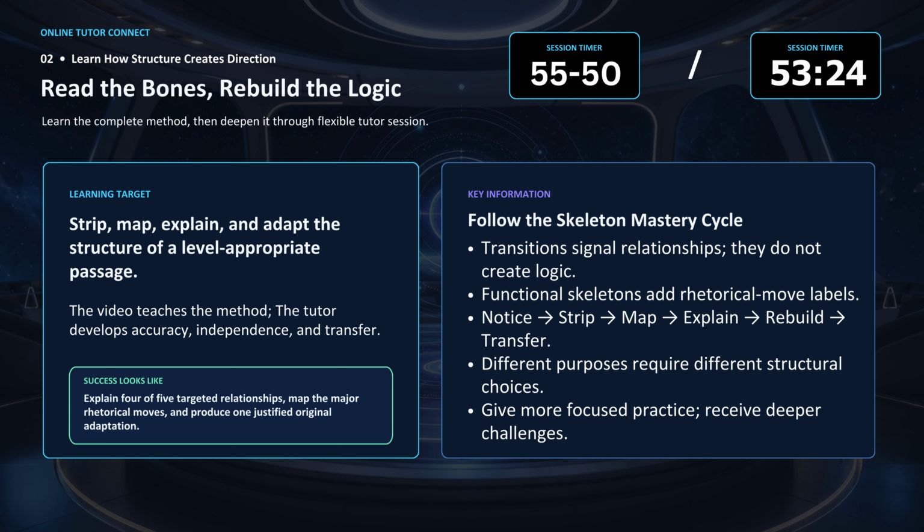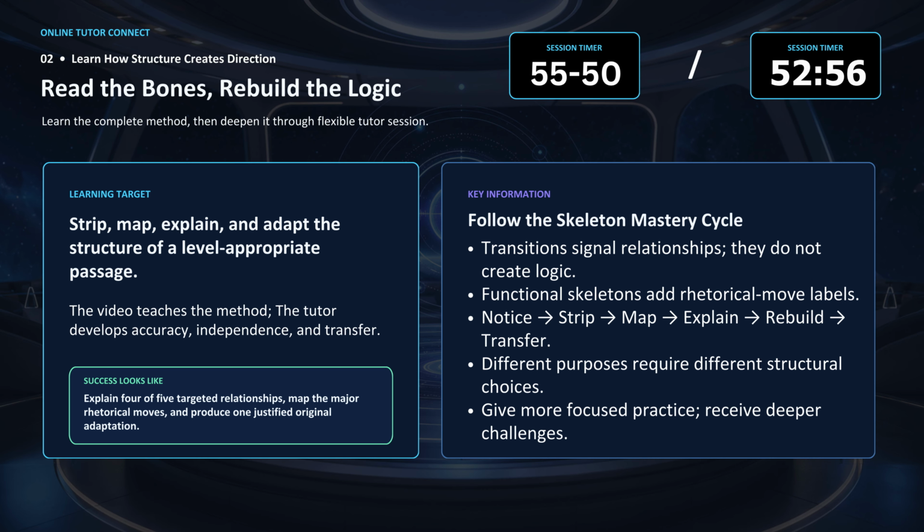This leads to the third action, map. We expand the pure strip into a functional skeleton: proposed benefit; however, limitation; for example, specific evidence; therefore, implication or recommendation. The content labels describe rhetorical moves. A rhetorical move is the job a section performs for the reader. It may establish context, make a claim, supply evidence, concede a limitation, answer an objection, compare alternatives, or explain an implication.